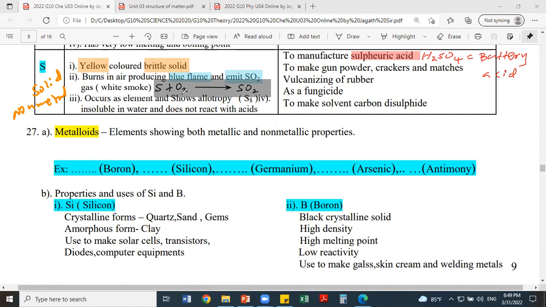Then sulfur is also used for the vulcanization of rubber. That means you can write, within brackets, tires, tubes. Not only carbon and hydrogen, rubber products contain sulfur. So as an example you can write tires and tubes, even rubber shoes, rubber slippers, rubber products or rubber carpets contain the element sulfur.